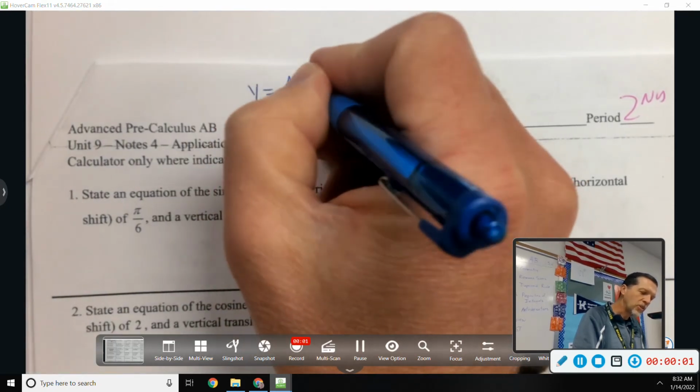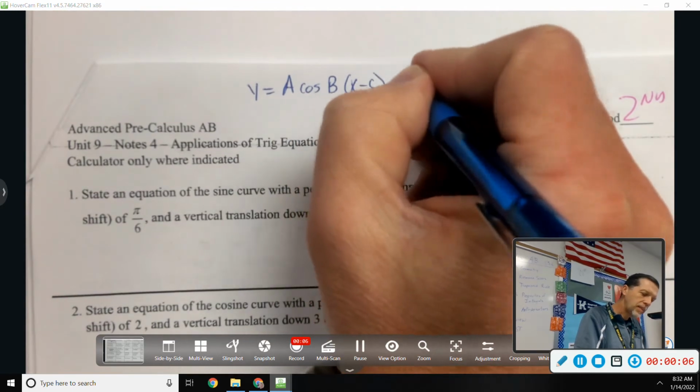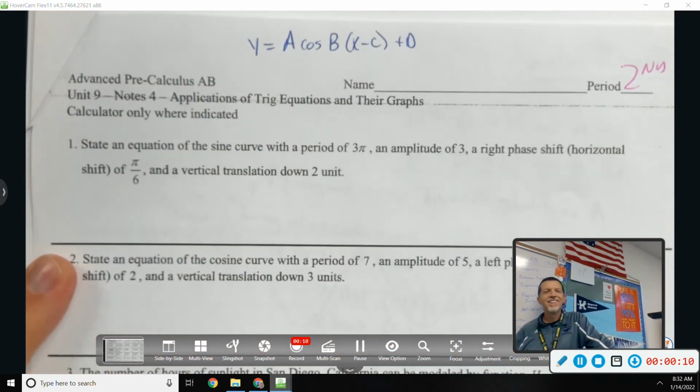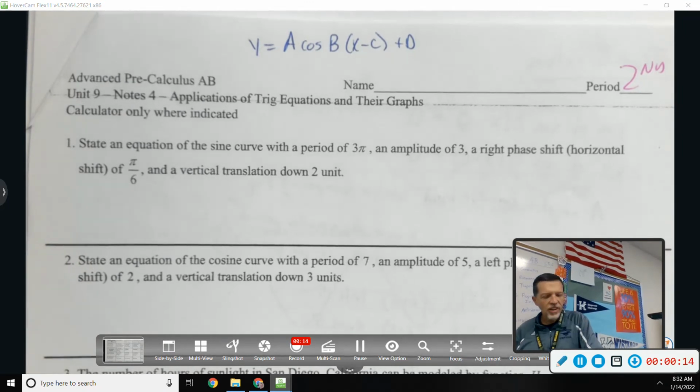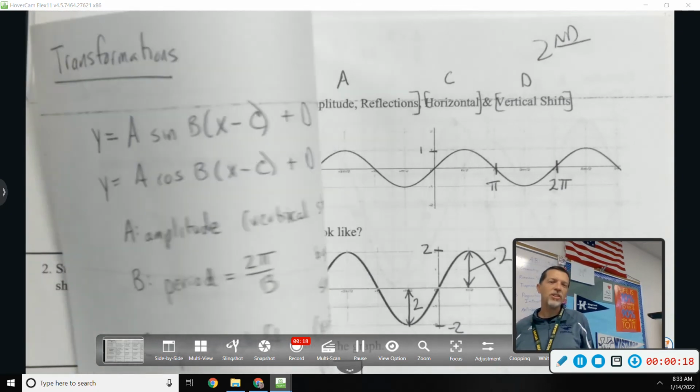Maybe I'll write it with cosine this time, but same thing. Is that on the notes? Yeah, so there's your notes for today. You have this page, right? Notes 4. And if you look, the back already has our favorite equation on there.